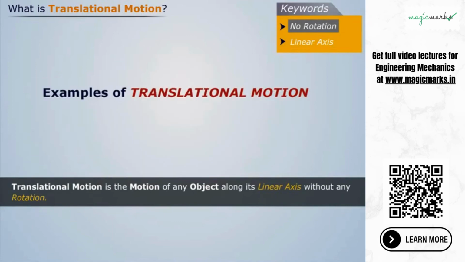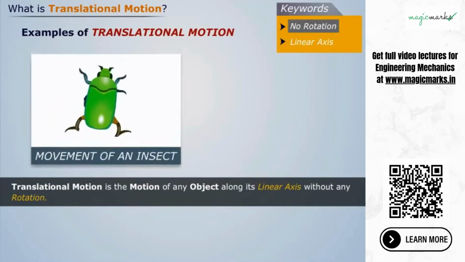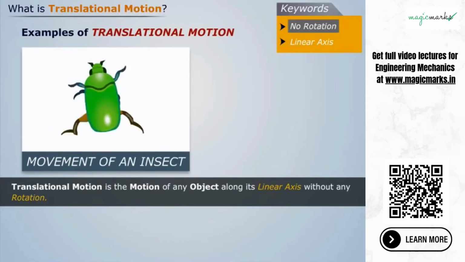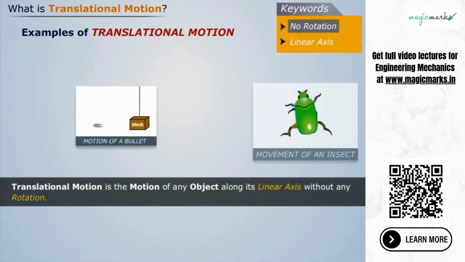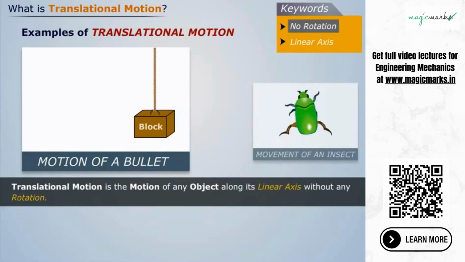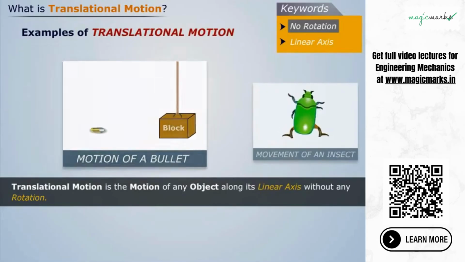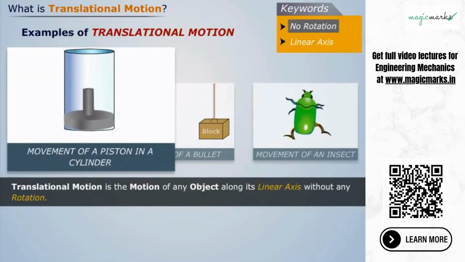Some of the examples of translational motion are the movement of an insect, motion of a bullet, and the movement of a piston in a cylinder.